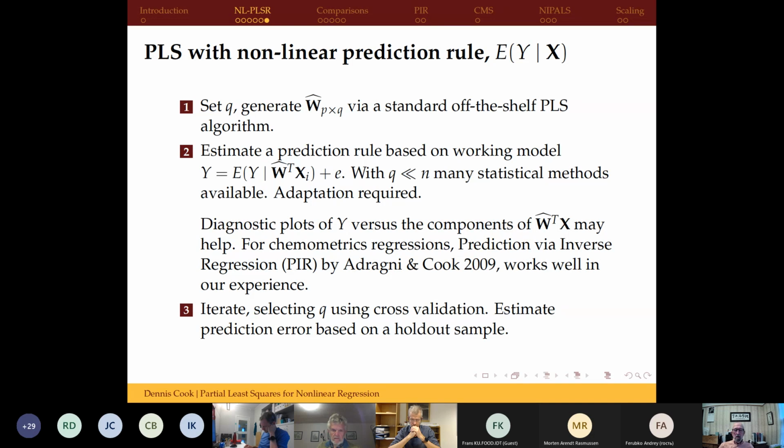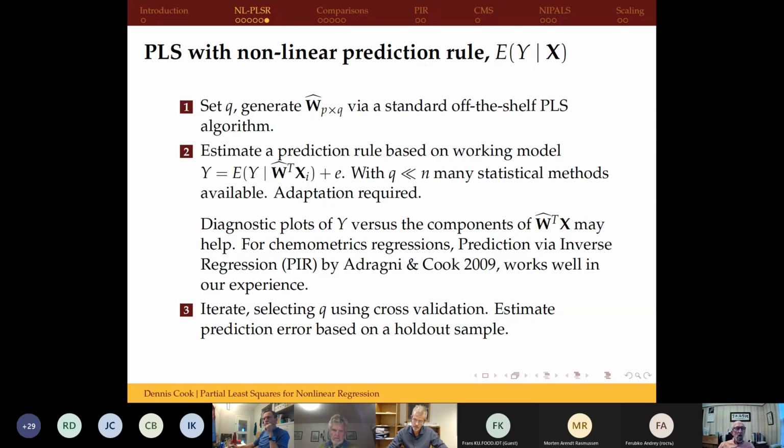Diagnostic plots of y versus the components of w hat transpose x may be helpful. For chemometrics, what we used is prediction via inverse regression that I proposed in 2009, and we found that it works really well in our experience. It capitalizes on the nature of chemometrics regressions and gives what seem to be very good answers. Then 3, iterate selecting q using cross-validation and estimate prediction error based on a holdout sample as usual.